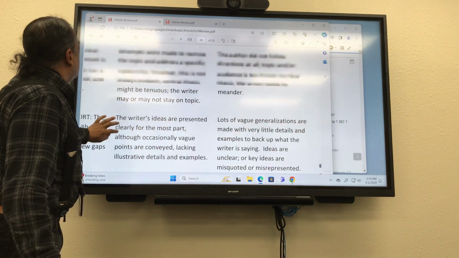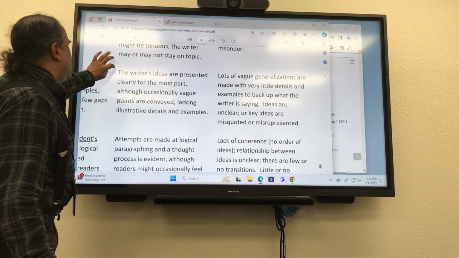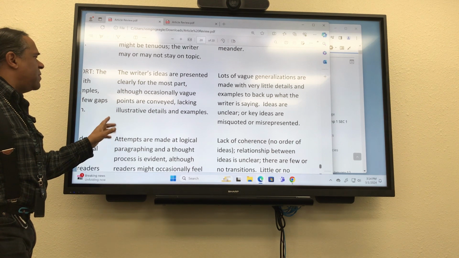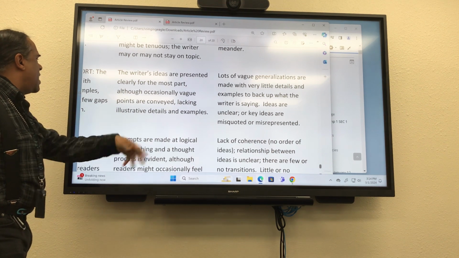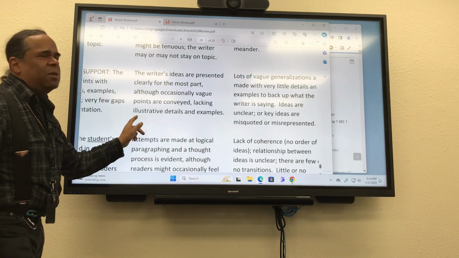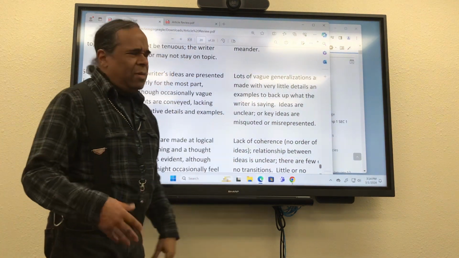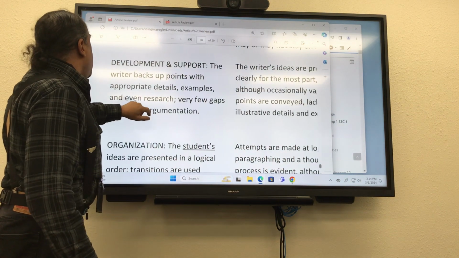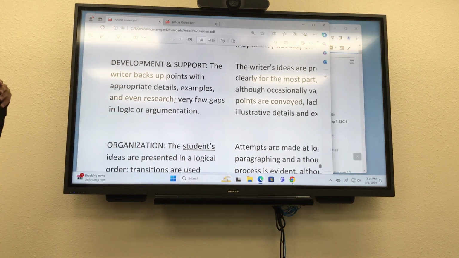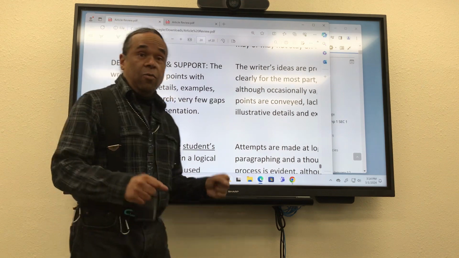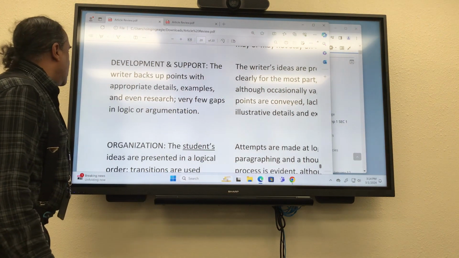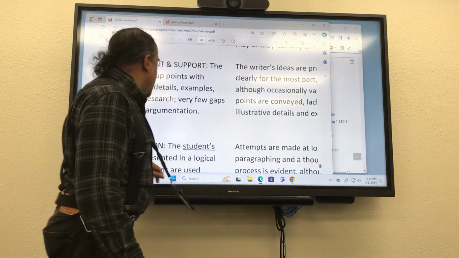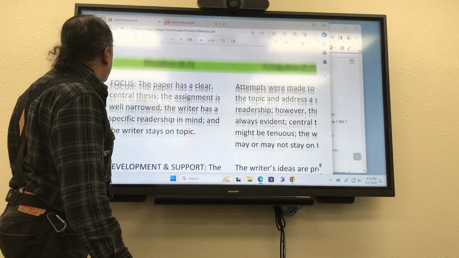Now, 2 to 3, which is competent. Writer's ideas are presented clearly, for the most part, although occasional vague points are made lacking illustrative details and examples. This means students trying, not always successful. And finally, hooray! The writer backs up all the points with appropriate details and examples and even research. Very few gaps in logic or argumentation. So, there you have it. That's how to get a high score in development and support.